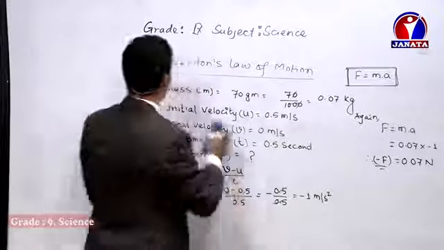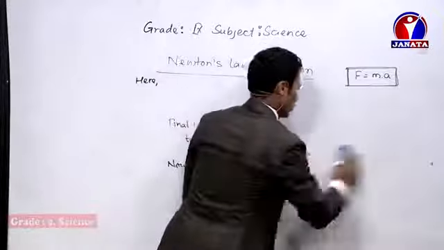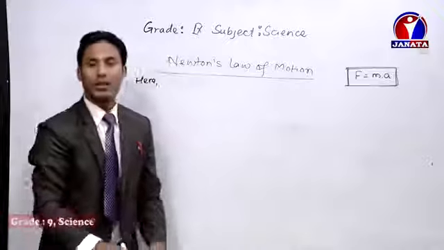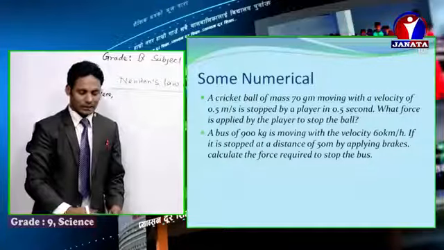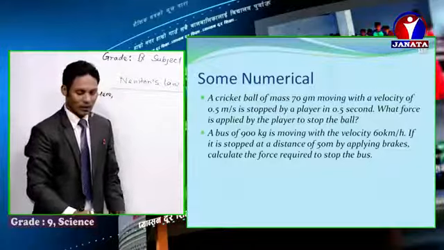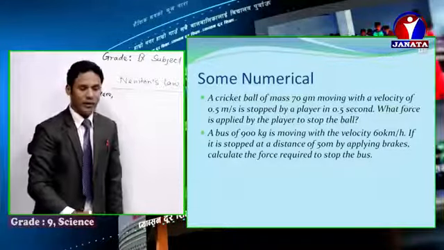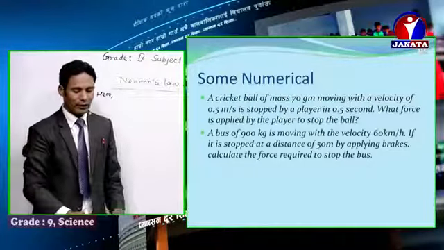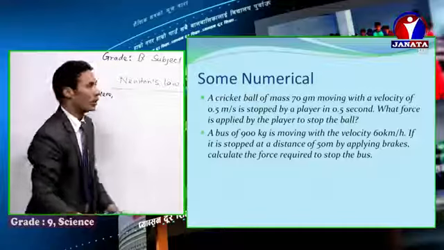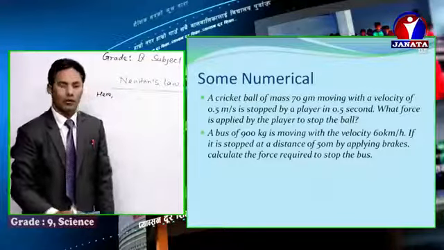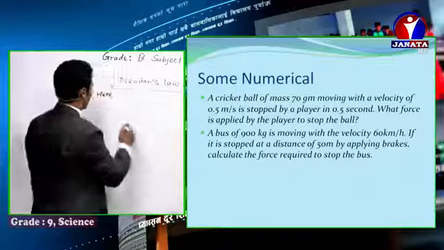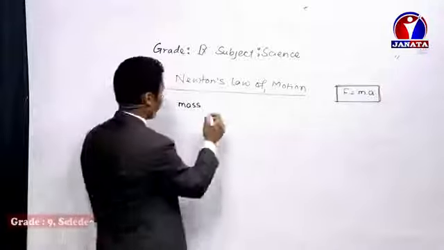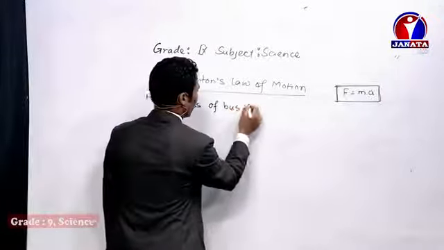Similarly, we have one more numerical problem. So number 2. So let's see that numerical problem also. The numerical problem is like this. A bus, its mass is given 900 kg, right? It's moving with the velocity of 60 km per hour, and if it is stopped at a distance of 50 meter by applying the brakes, calculate the force required to stop the bus. Here also we need to calculate the force, right? So let's firstly list out the given. So here is given mass of bus. I will write down the small m.